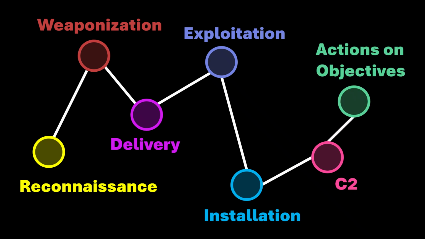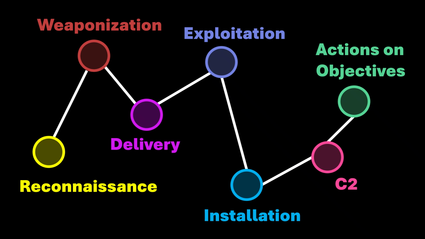Phase 7. Actions on objectives. In the final phase of the attack, the attacker executes the intended actions to achieve their goals. This may include spying on, manipulating, or deleting data, stealing information, disrupting operations, or conducting other malicious activities.